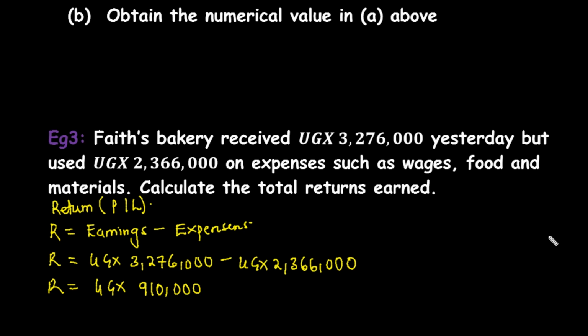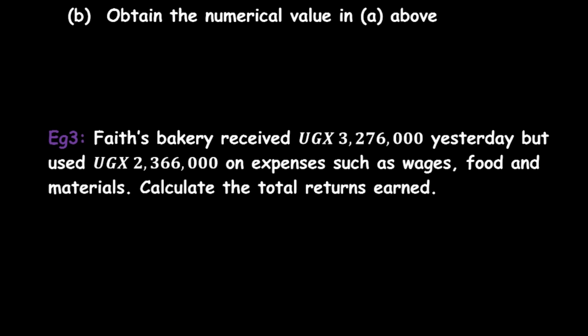And it is a profit because the earnings are greater than the expenses. Is that okay? The amount of money earned after selling the produce is greater than the amount of money that was injected in the production process.